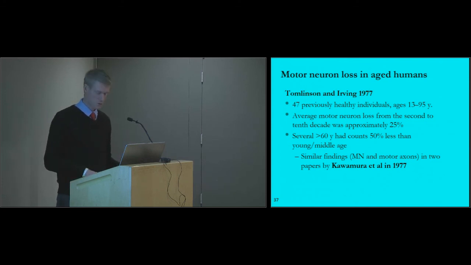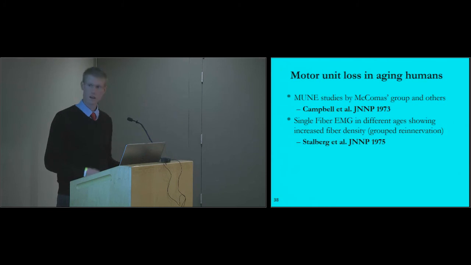Subsequent other groups showed that when you look at motor neuron counts and ventral motor axon counts, there was also a reduction in aging. Electrophysiologically, one of the first studies after motor unit number estimation was described by McComas in Canada looked at it across the lifespan, and they showed clear loss in older adults. So this was the rationale for looking in mice in my study.